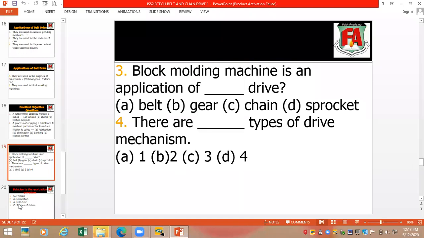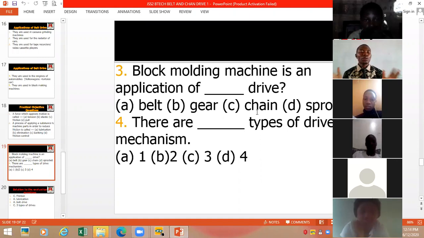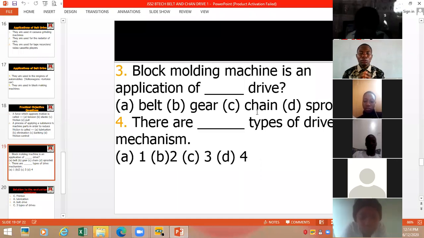Question number 3. Block molding machine is an application of dash drive. What is the answer? Belt drive. Correct. Block molding machine is an application of a belt drive.